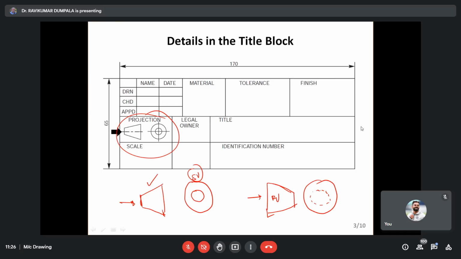But the moment I make this a dark line, to see this dark line, as your friend mentioned, the frustum of the cone, I have to see from the right side. Then only I can see the two dark lines, circles. And I'm seeing from the right side of the front view, again drawing on the right side. That is third angle projection. Okay, this is first angle projection. So this is the difference between first angle projection and third angle projection.